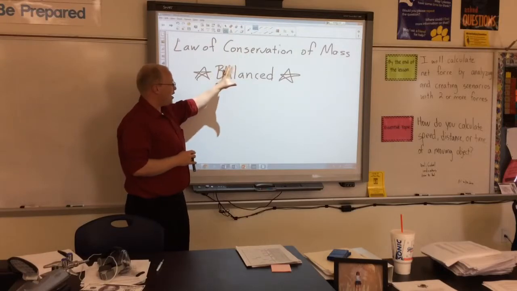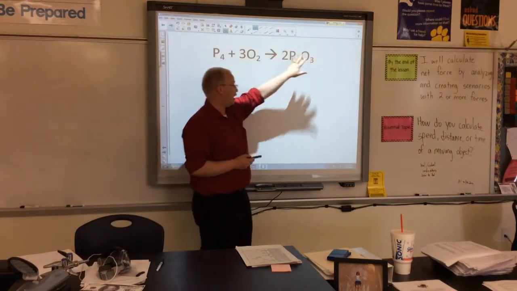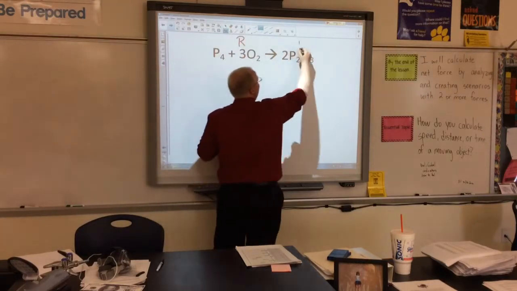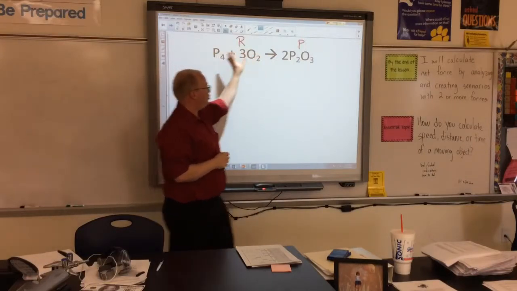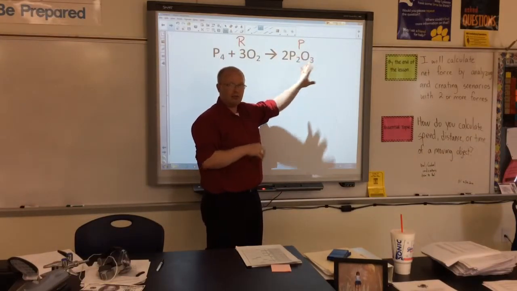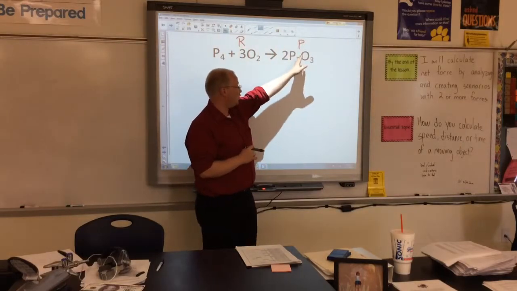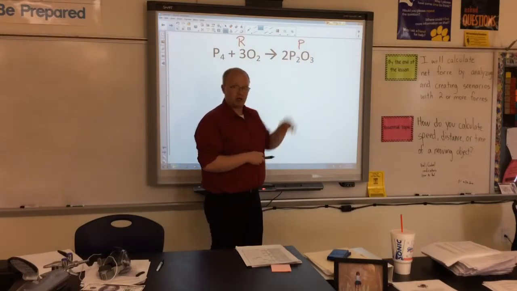So when you have an equation that might look something like this, you have a reactant side and a product side. So I'll label that. You have the reactant side, you have the product side. That means everything you have on the reactant side must also be on the product side, but it can be rearranged. So if you have P's, you must also have P's over here. And if you have O's over here, you have to have O's over here. And then the numbers must match up as well.